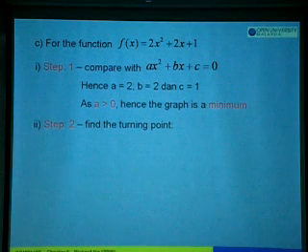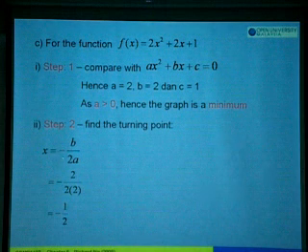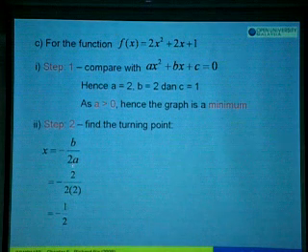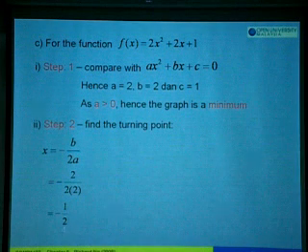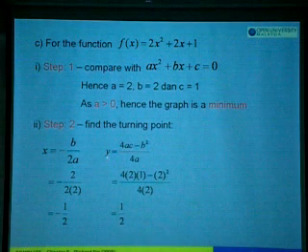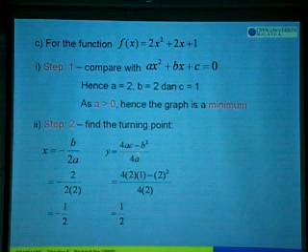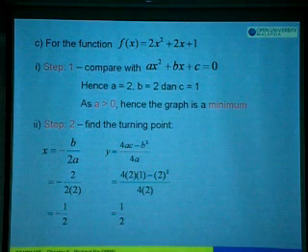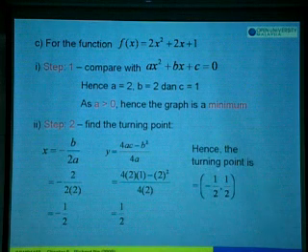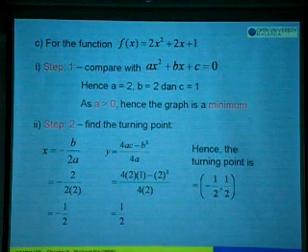Step number 2, we find the turning point using the formula x equals negative b over 2a. Substitute b with 2, substitute a with 2, so the answer will be negative half. The same goes for the value of y, substitute to this formula, 4ac minus b squared over 4a, you will get y equals half. Therefore the turning point for this graph is (negative half, half).